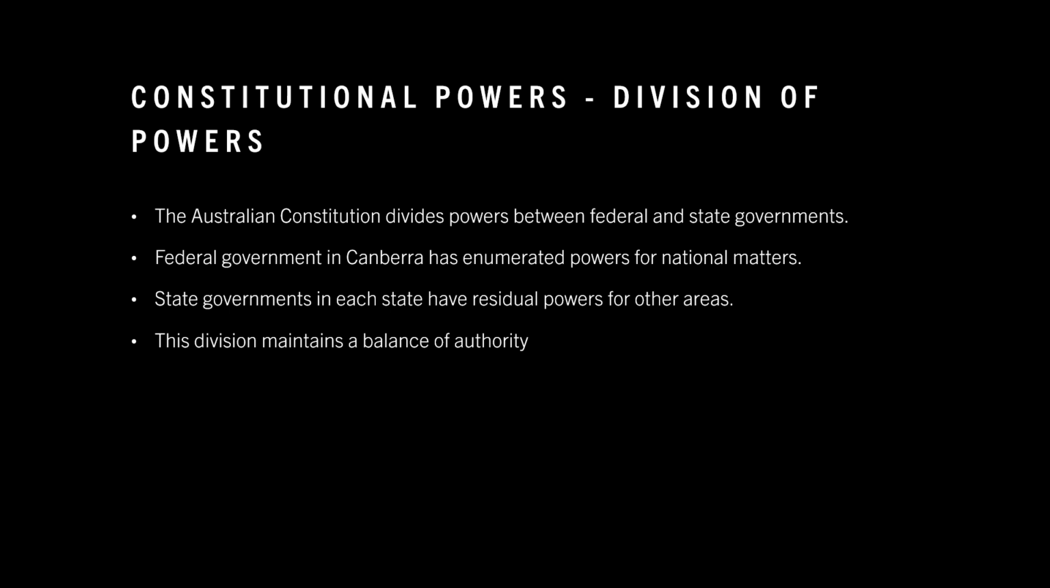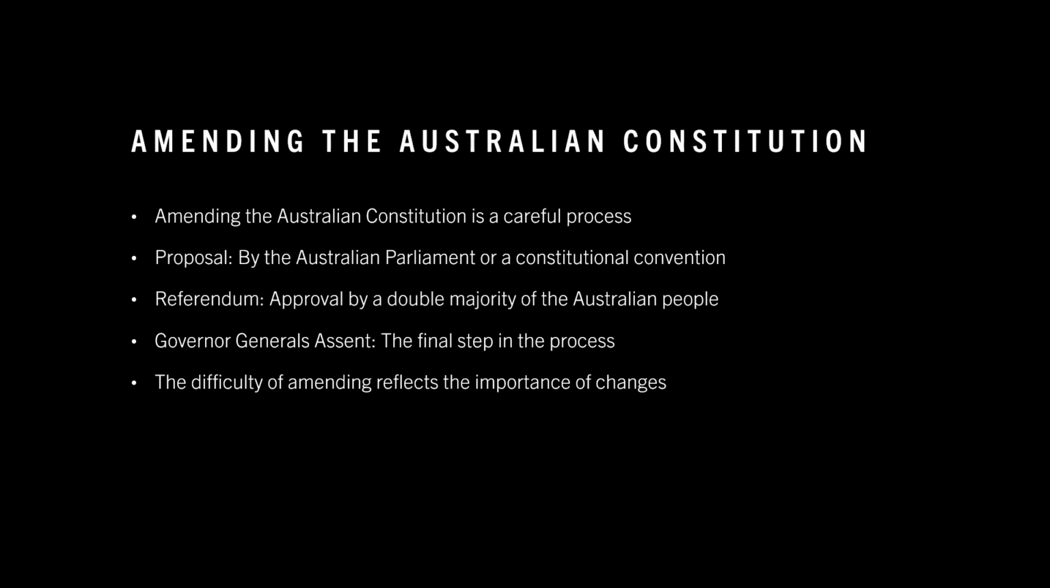Amending the Australian Constitution is a complex process designed to ensure that changes are carefully considered and aligned with the nation's best interests. The process involves several steps. Proposal. An amendment can be proposed by the Australian Parliament through a bill passed by an absolute majority in both houses, the House of Representatives and the Senate. Alternatively, a constitutional convention can be called to draft a proposed amendment.